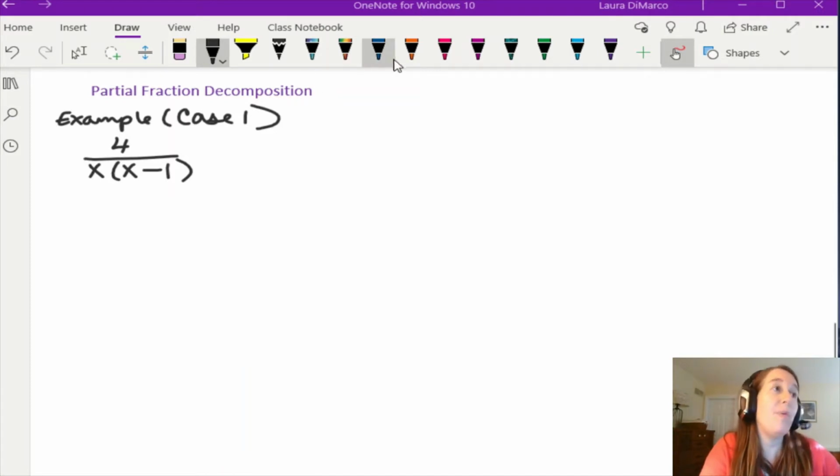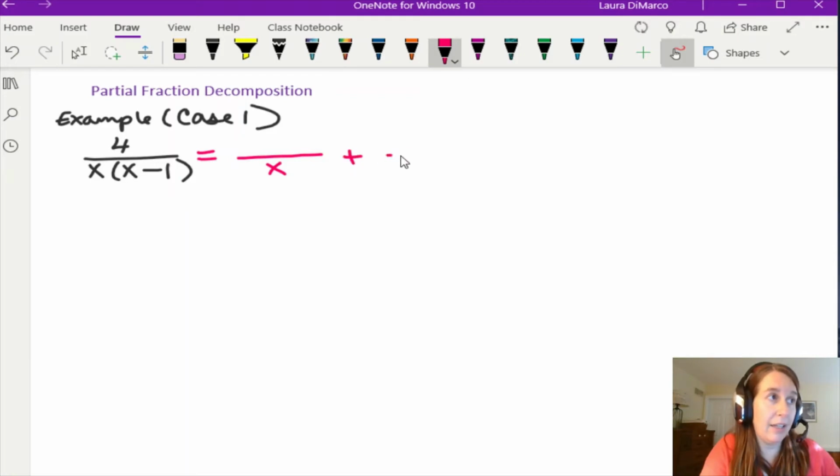Okay, so what we want to do, our goal is to break this fraction up into two parts. The denominators will be x and x minus 1, okay? But we don't know what this numerator is. It's not just 4. That wouldn't make sense. So it's going to be a and b again, okay?